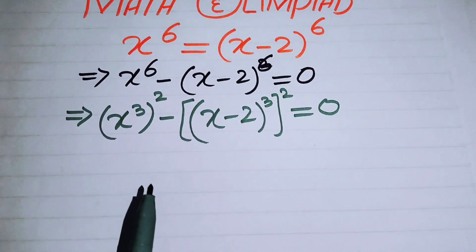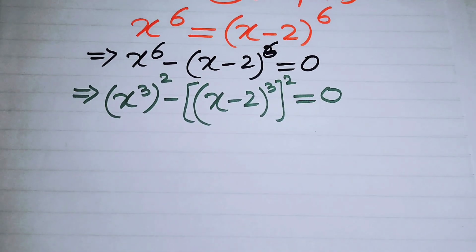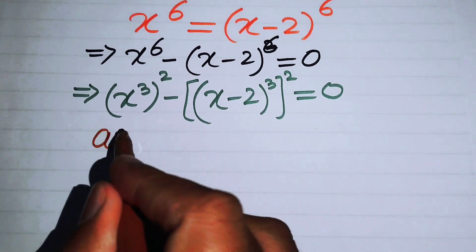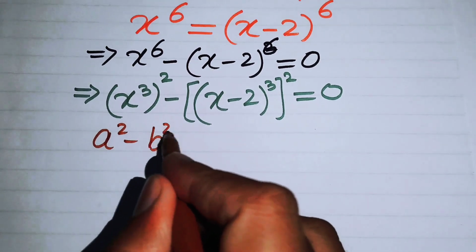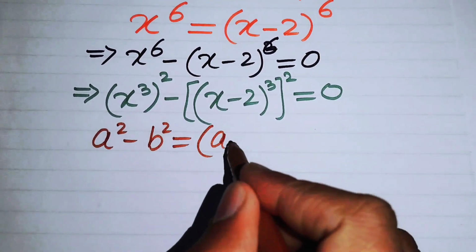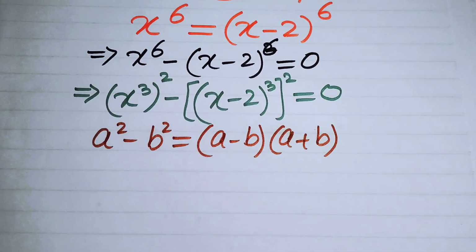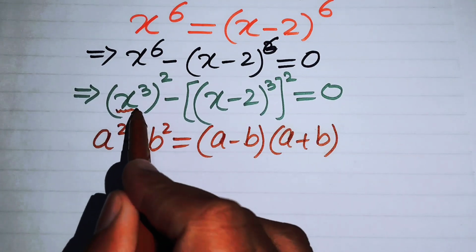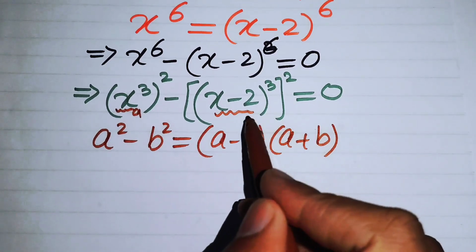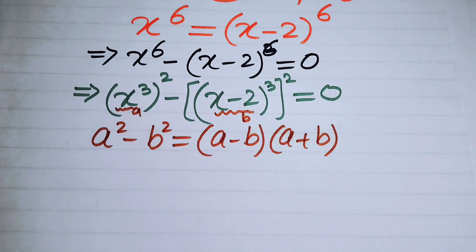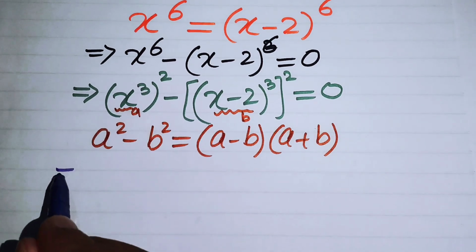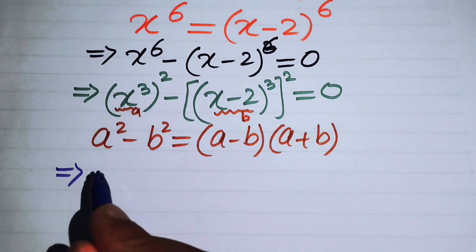And now in the next step we will use the nice square identity, and you know about this identity. If we have a squared minus b squared, it equals (a minus b) times (a plus b). So here x cubed is the value of a and (x minus 2) whole cubed is the value of b. Now you can put the values of a and b in this formula, and you will get the output in this form.